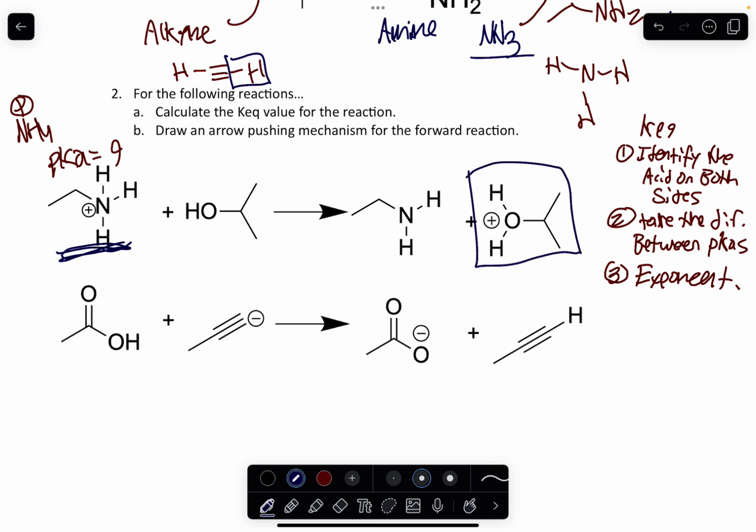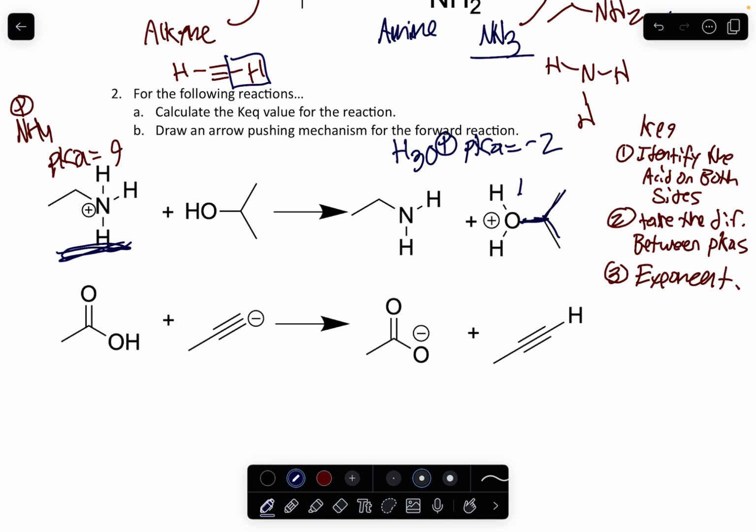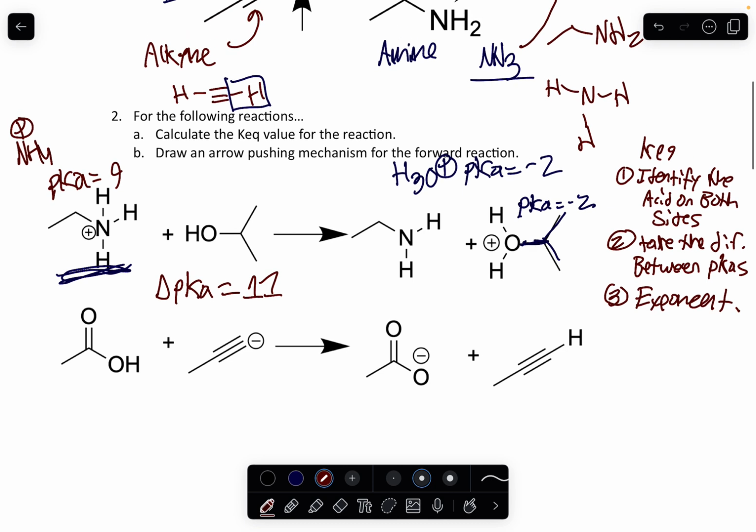For this protonated alcohol, we saw in the table for H3O+, the pKa of an H3O+ is going to be negative 2. Because this carbon does not influence the reactivity that much, the pKa is also going to be negative 2. So all we have to do now is take the difference between both sides. The difference in pKa is going to be 11. Now we have to decide, is this going uphill or is it going downhill? At this point, we're left with 2 options for the KEQ. It can either be 10 to the 11th or 10 to the negative 11th.